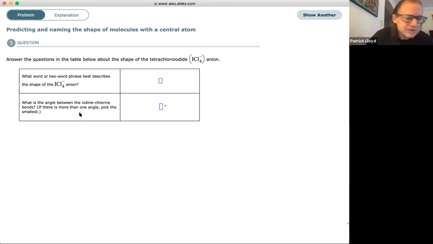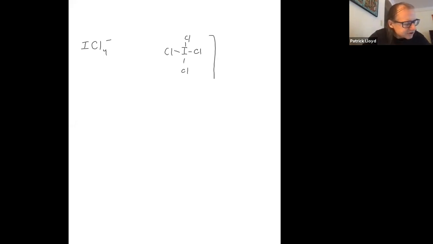So let's take a look at this one. Okay, so there you go. So again, you draw the Lewis structure just to figure out how many lone pairs there are. So you know you got 4 surrounding atoms. We know it's going to be negatively charged, so I'll put the brackets around there. So this is working on the Lewis structure.